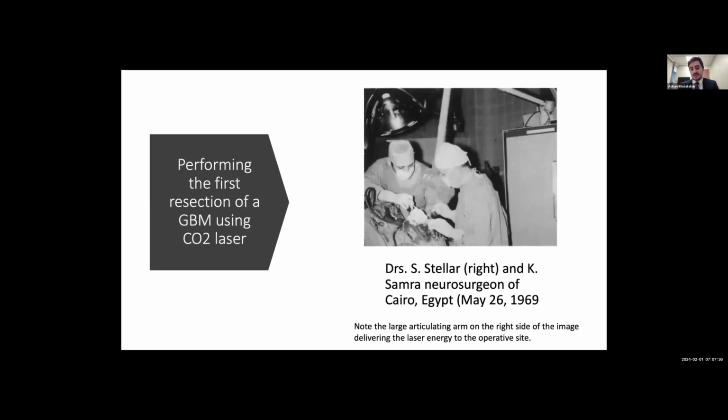And then in 1969, also, Dr. Stellar started using the CO2 laser for the first time to resect the GBM. Also, the outcomes were not fairly good.